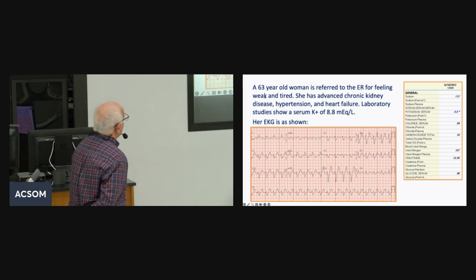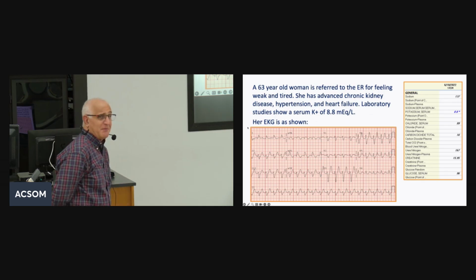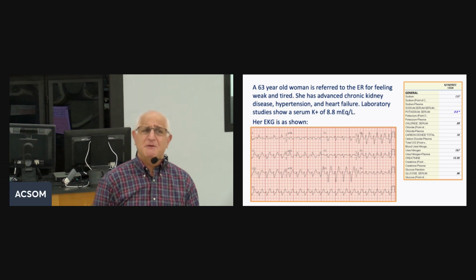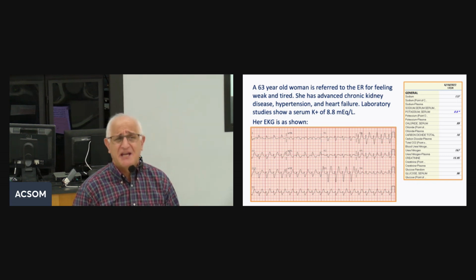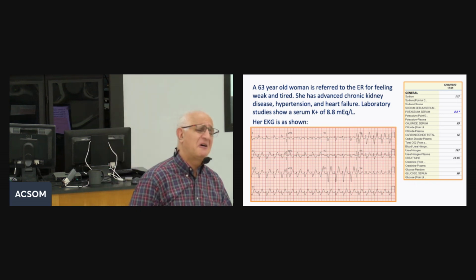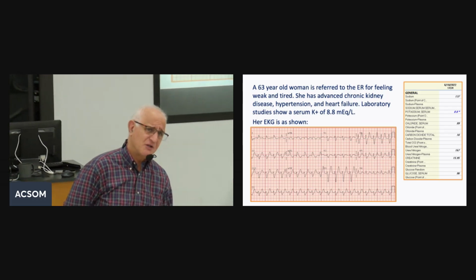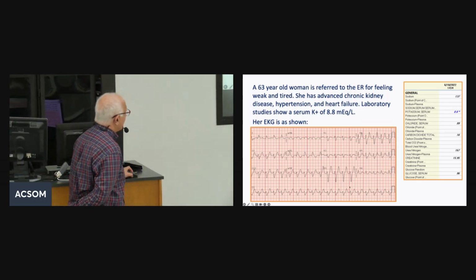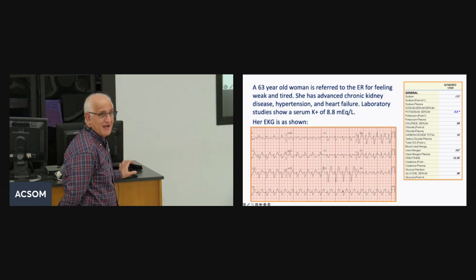She is referred to the ER for feeling weak and tired. She has advanced chronic kidney disease, hypertension, heart failure. Lab studies show serum potassium, oh boy, 8.8. Her EKG is shown. Should I be worrying about this EKG or is it fine? Because if the potassium is high, it's a lab. If it doesn't have an impact on the heart, that's fine. Is it fine? Should I pass on this or not?